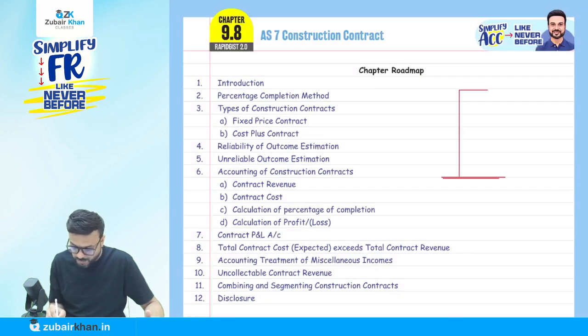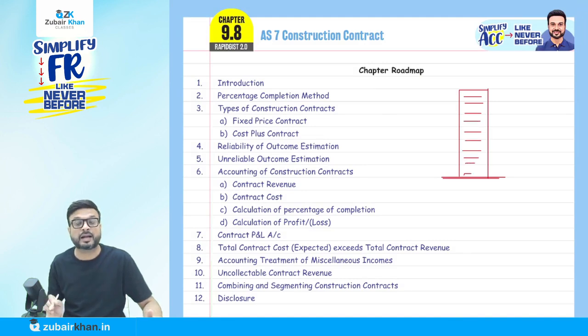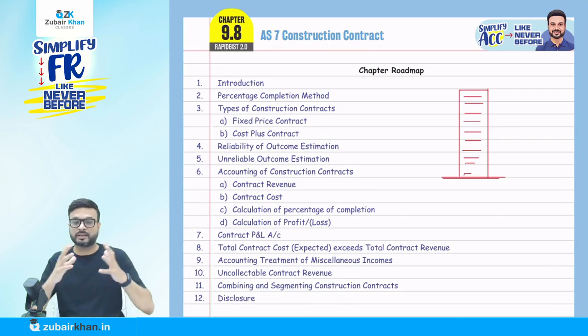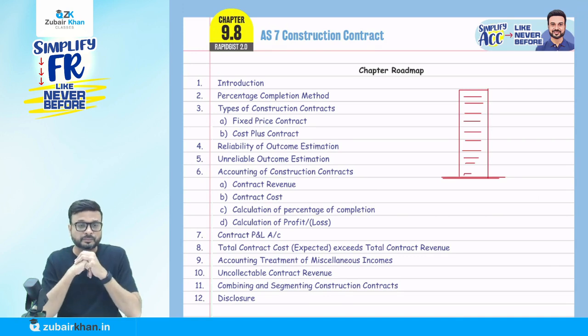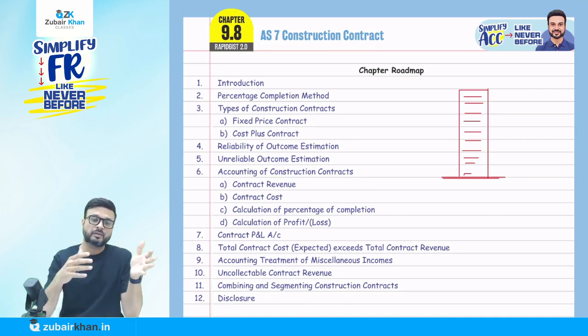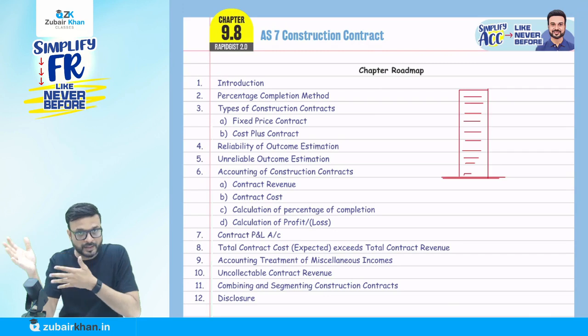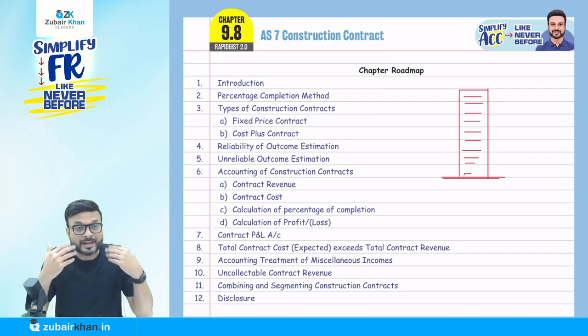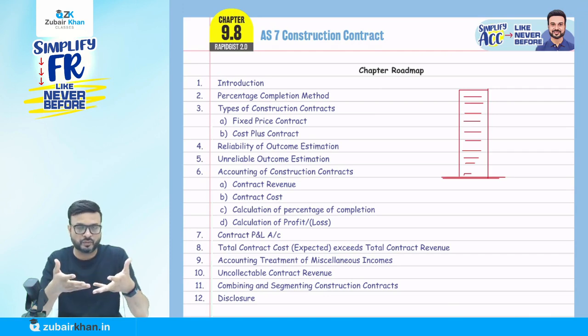Now understand this point. Accounting Standard 7 talks from the contractor's point of view, not from the contractee's. The contractor is the person who is doing the construction. Think from the contractor's point of view. For the contractee, this building will be PPE, property, plant and equipment, and the contractee will record it under Accounting Standard 10. But for the contractor, it is revenue, so it is going to be recorded under Accounting Standard 7.